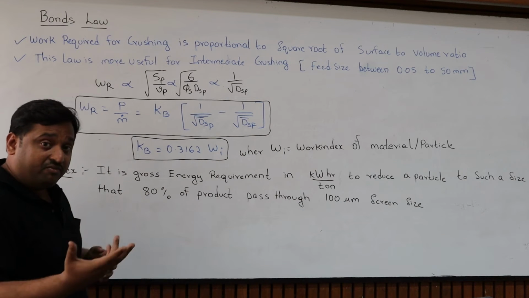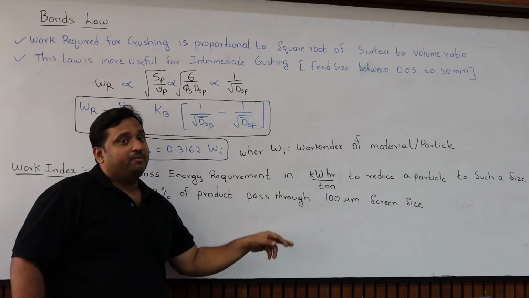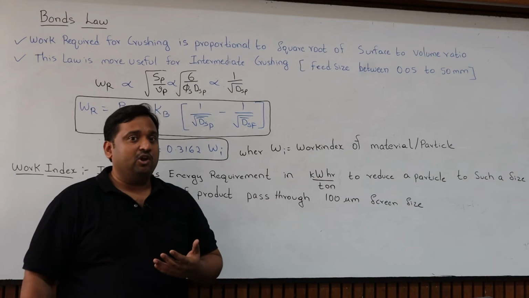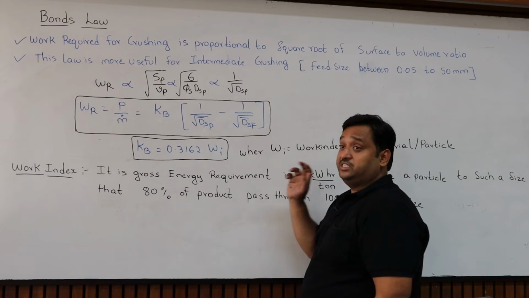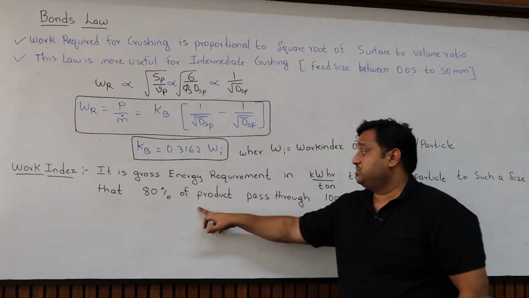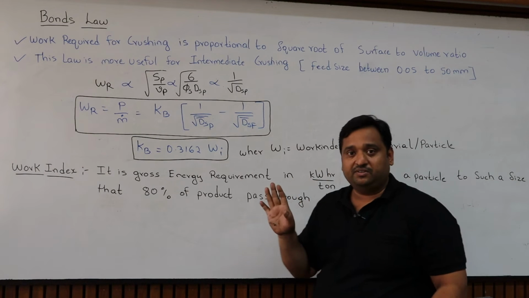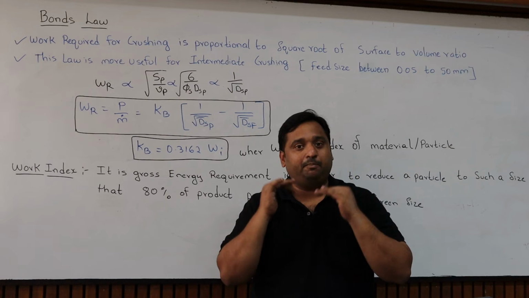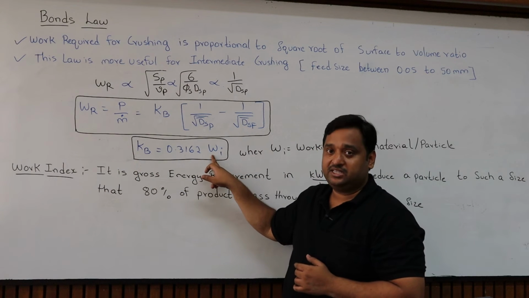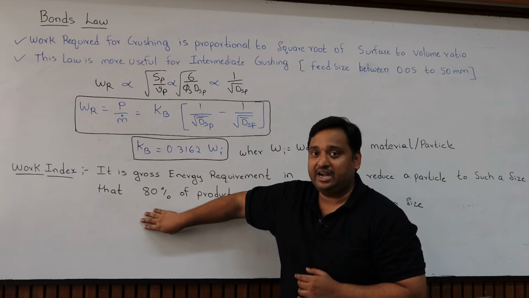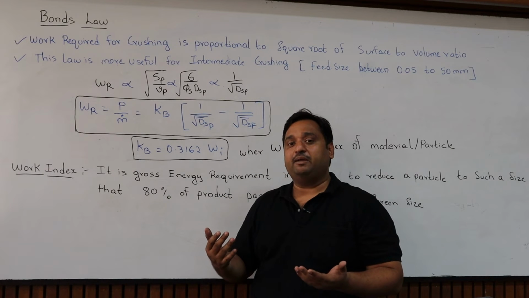What is the definition of work index? It is the gross energy requirement in kilowatt hour per ton. That means it is the energy in kilowatt hour per ton to reduce a particle to such a size that 80% of the product passes through a 100 micron screen size. Don't worry about this definition, and at this moment keep it in mind. To find out KB, people use work index. Later on we will solve one example, so you can get more clarity.